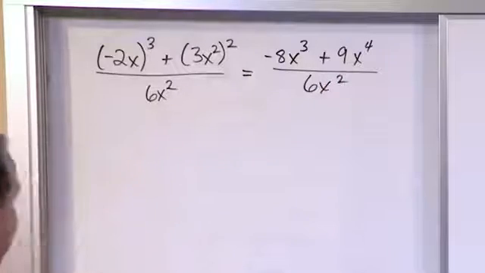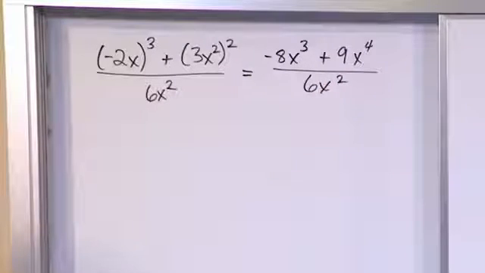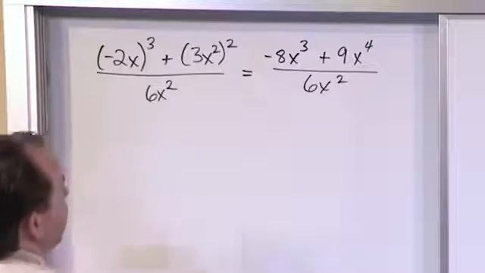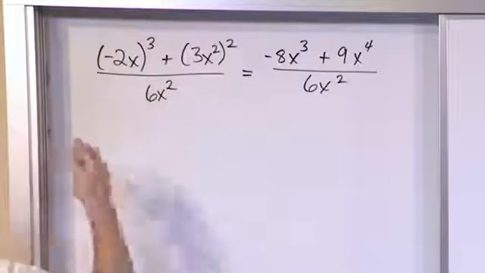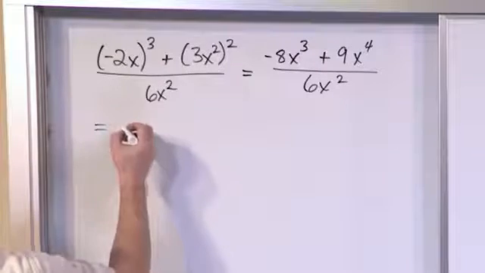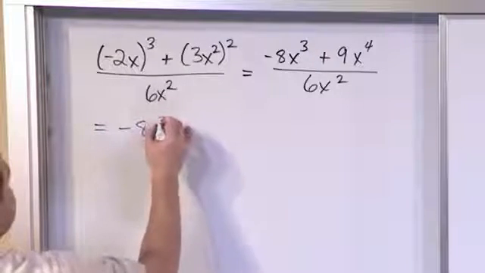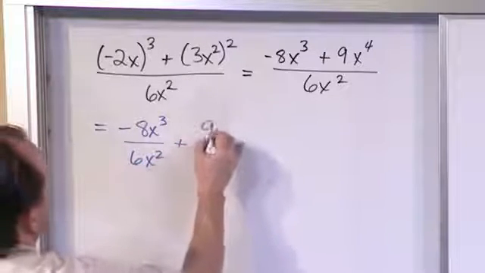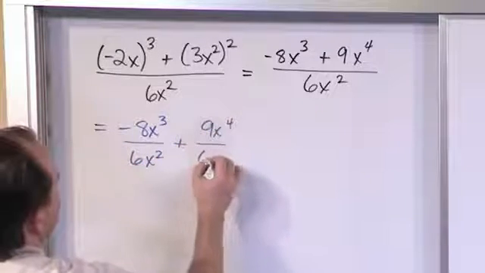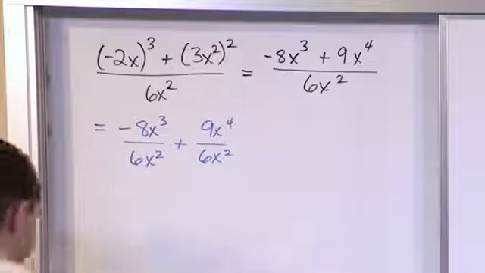So now, once you do that initial work, everything is in the form that we know what to do with. So we have a binomial on the top, and we have a monomial on the bottom, so we can split this up so we can easily cancel. Negative 8x cubed over 6x squared plus 9x to the fourth over 6x squared. It's the same thing we've been doing every time.